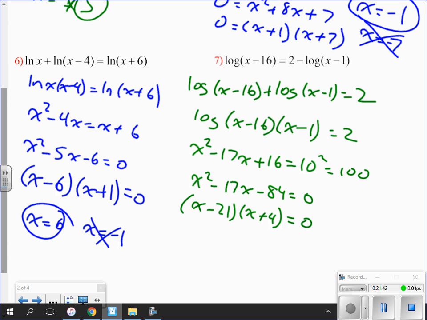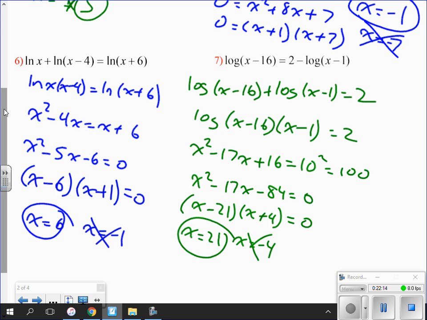So that means x equals 21 and x equals negative 4. Will they work? 21 will work. The negative 4 won't work. Negative 4 will work in this. Well, actually, negative 4 won't work in either one of them. Okay. And I know it seems like if it's negative, it never works. Trust me, it's not always the case. Okay? Questions on this?